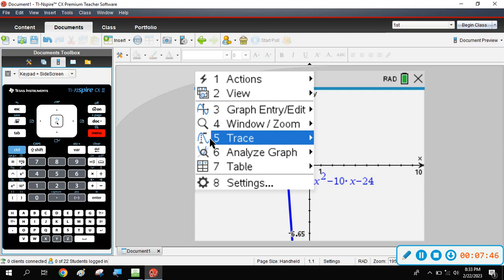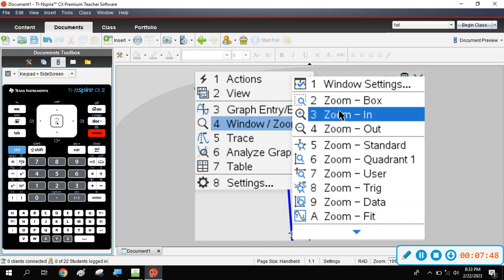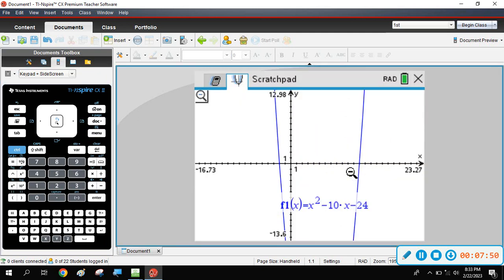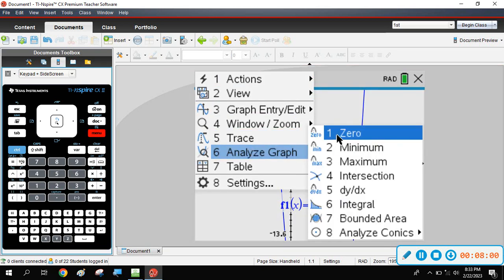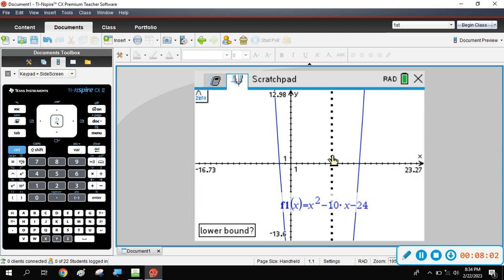Let's try that first. Menu, window, zoom. Let's zoom out. We'll try that. And one time is all it takes. Now I can see the other place where it crosses. That's the one I'm interested in. Why? Because that's the positive one. So I'm going to go menu, analyze graph. I want the zero. Lower bound is to the left, upper bound is to the right. It's bounded. It is 12, 0.